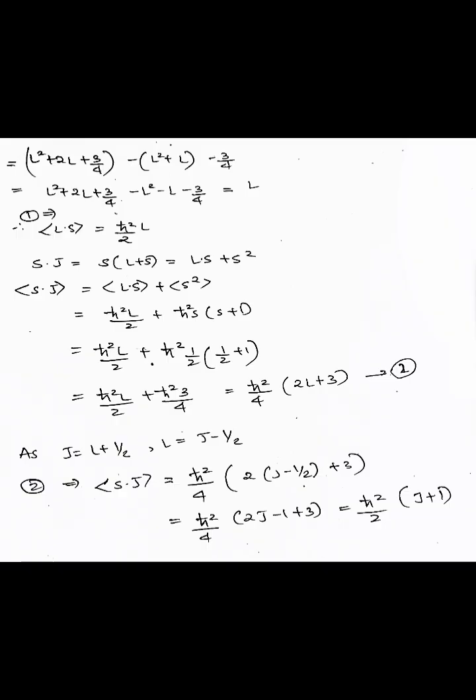Here J is equal to L plus half, that is L is equal to J minus half. So equation 2 implies S dot J is equal to ħ square by 4 into 2 into J minus half plus 3, and this is equal to ħ square by 4 into 2J minus 1 plus 3, and this is equal to ħ square by 2 into J plus 1. But here in the options the ħ square term is not given. So the most appropriate answer is J plus 1 by 2.